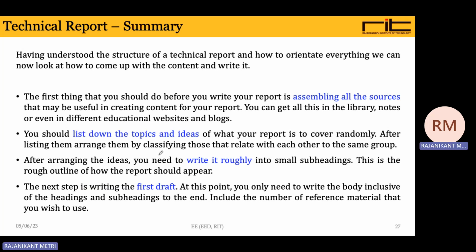You should list down the topics and ideas that your report is to cover, randomly. After listing them, arrange them by classifying them. That means sorting out. After arranging the ideas, you need to write them roughly into small subheadings. This is the rough outline of how the report should appear. That is nothing but the initiation of the first draft. At this point, you only need to write the body, inclusive of headings and subheadings, from beginning to end.